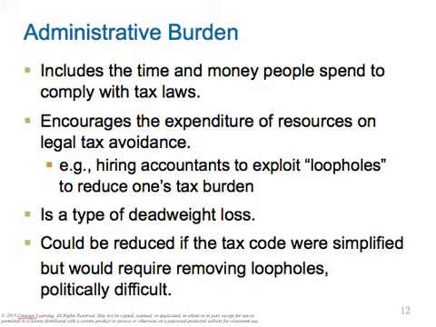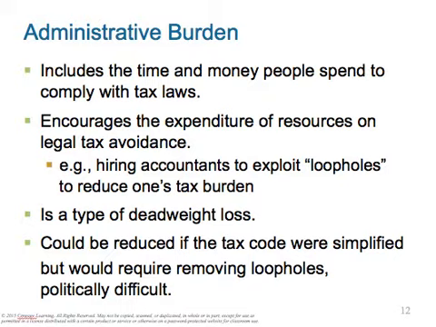The administrative burden, getting back to what it costs to administer a tax system, includes the time and the money people spend to comply with the tax laws. So it's your time, your opportunity costs, and the money you spend, say, hiring an accountant to do your taxes or buying software. It also encourages the expenditure of resources on legal tax avoidance. You become incentivized to find ways to exploit loopholes by hiring accountants and attorneys to reduce your tax burden. And this is a type of deadweight loss.